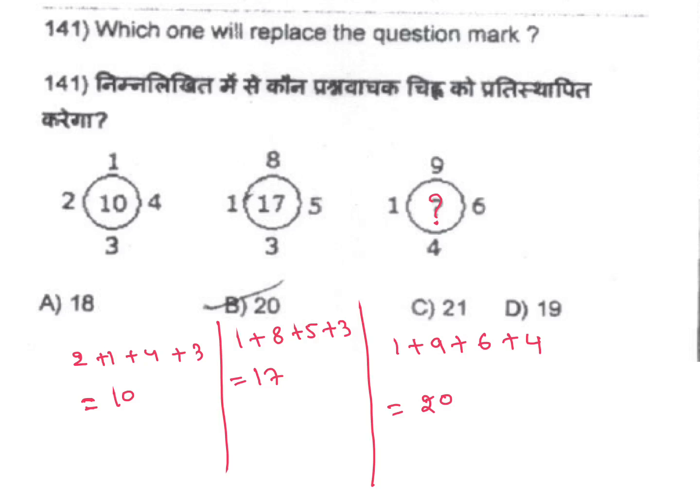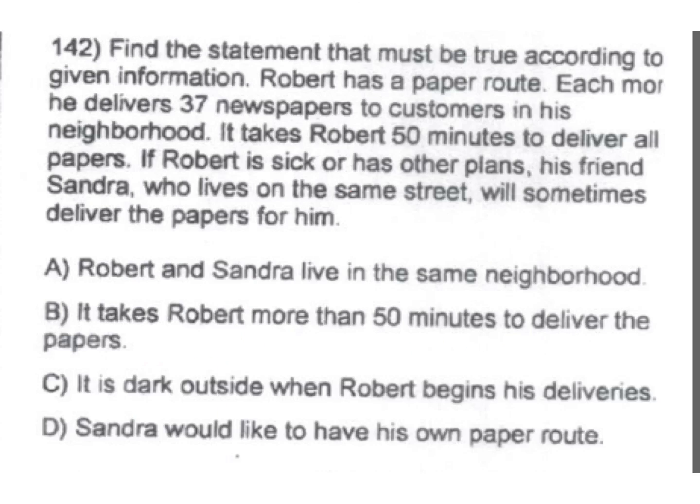In this type of questions, you cannot assume anything. You have to follow the statements only. Find the statement that must be true according to the given information. Robert has a paper route. Each morning he delivers 37 newspapers to customers in his neighborhood. It takes Robert 50 minutes to deliver all papers. If Robert is sick or has other plans, his friend Sandra, who lives on the same street, will sometimes deliver the papers for him.